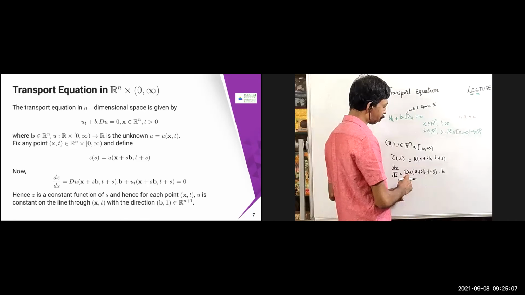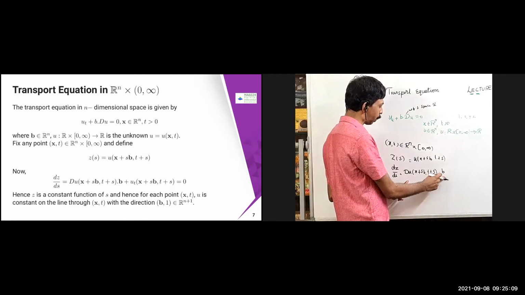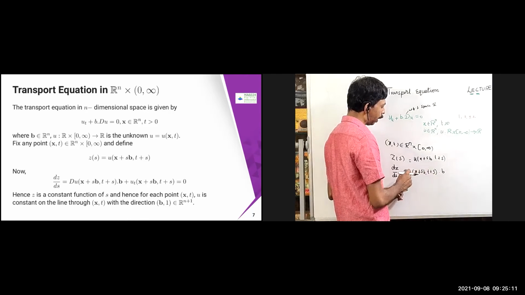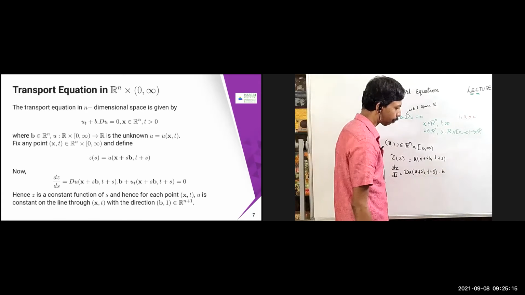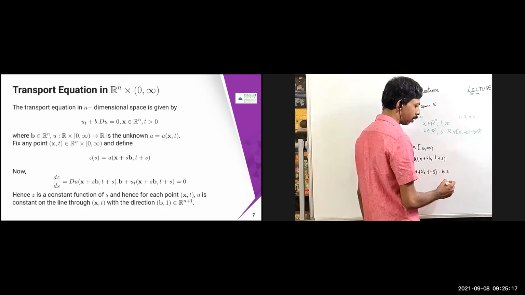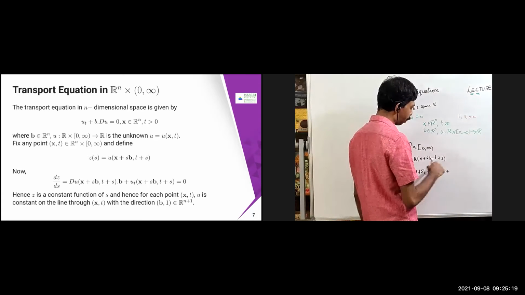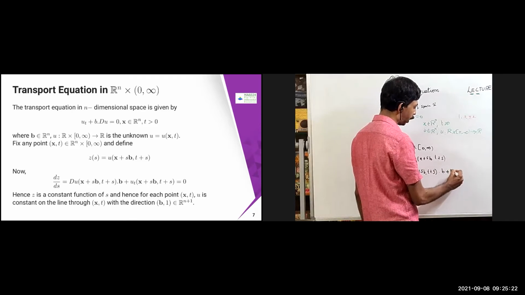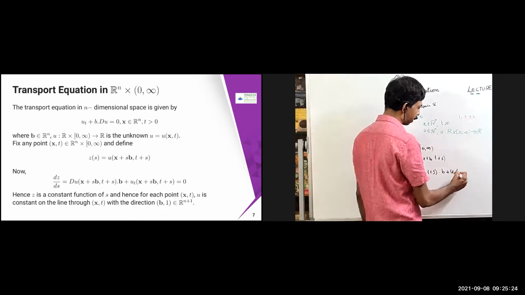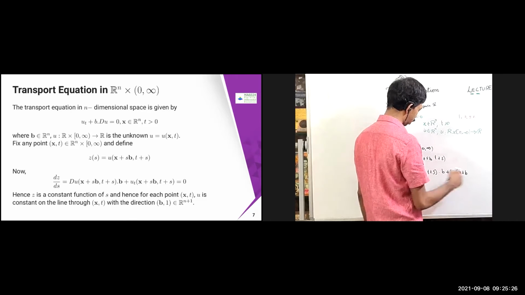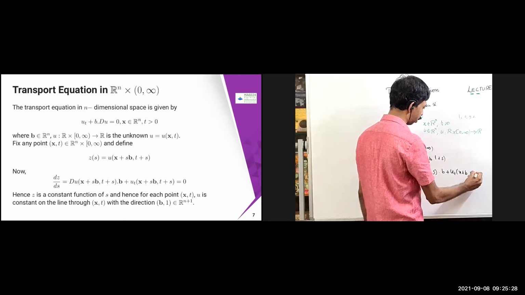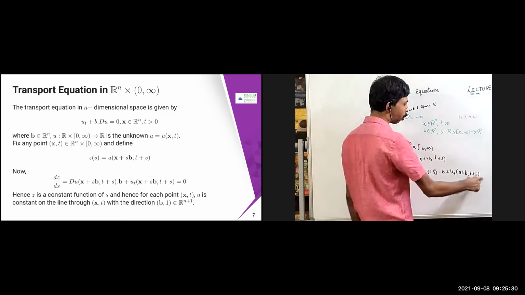So Du of (x + sb). I'm just taking the derivative with respect to s. So therefore this is going to become Du(x + sb) into b. Now plus, with respect to t also I have to take, because it is a total derivative. So u_t of (x + sb, t + s), because here there is no coefficient, only one, so t + s.